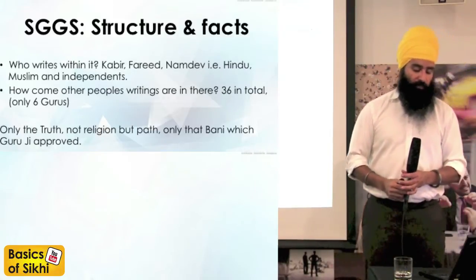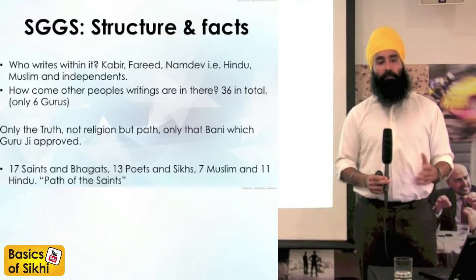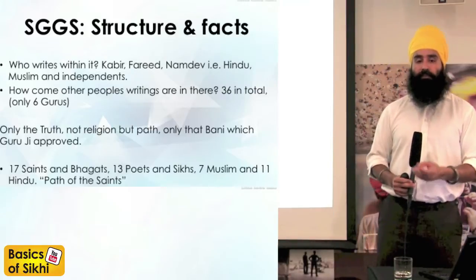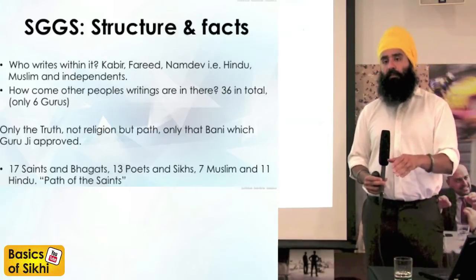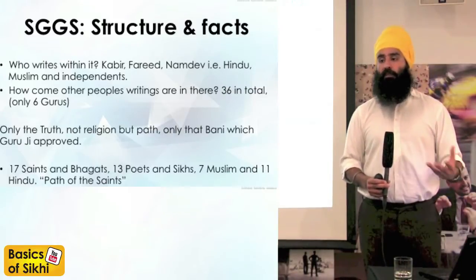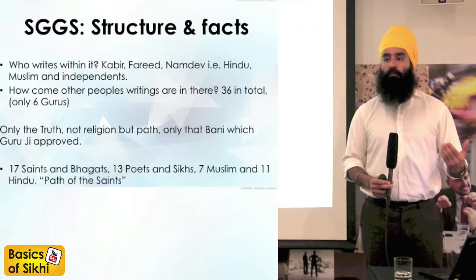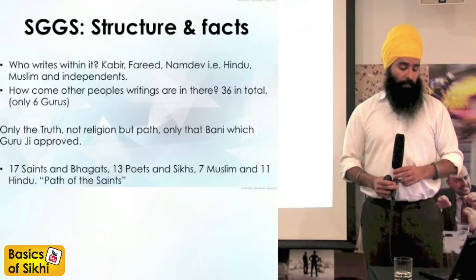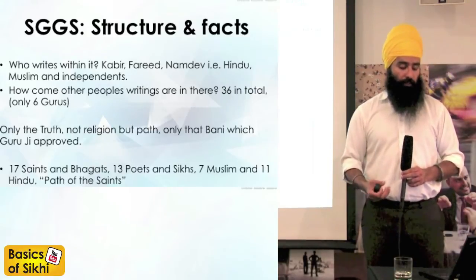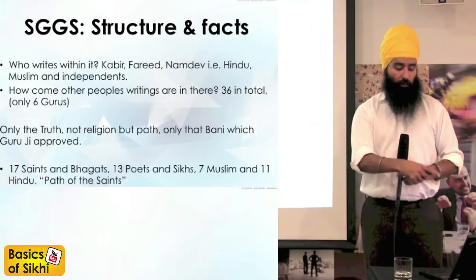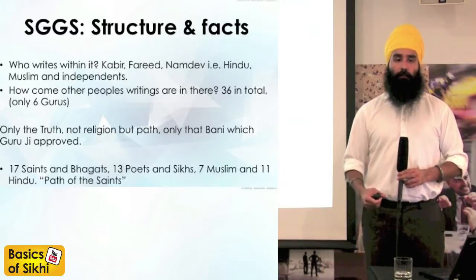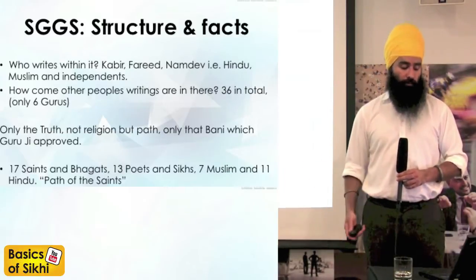Just in terms of figures, you've got 17 saints and bhagats, okay? And you've got 13 poets. Now why I say poets and Sikhs is because some of the poets were Sikhs, and they were all Sikh really, but some of them were poets that might nominally have been Muslim, and yet they were really following Guru. You know what I mean? And also out of those saints and bhagats, you've got 7 Muslim and 11 Hindu. Okay? Or out of those people, the entire people. And that's why it's the path of the saints. Literally a path of people of all religions who are following the truth.